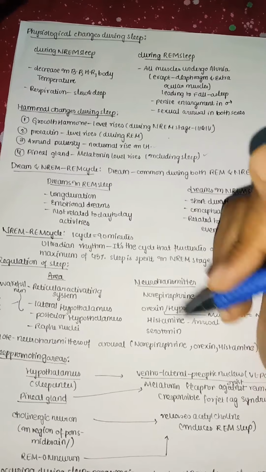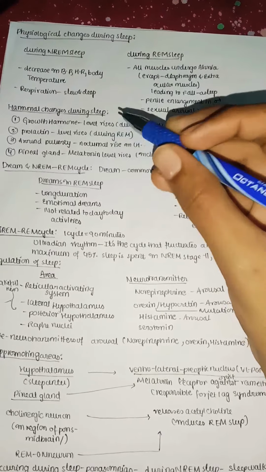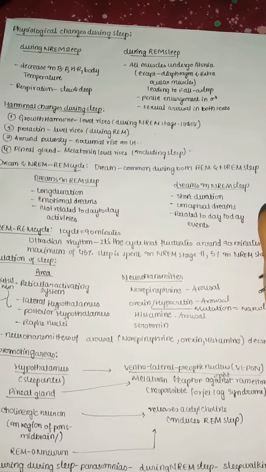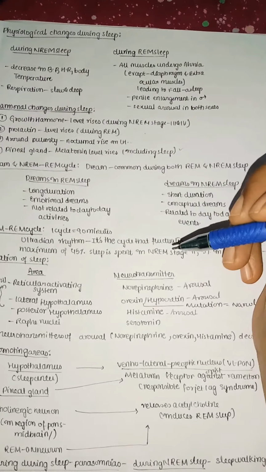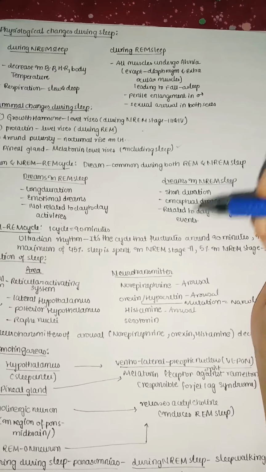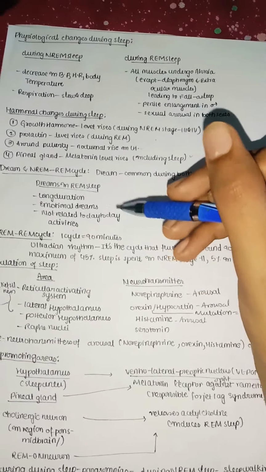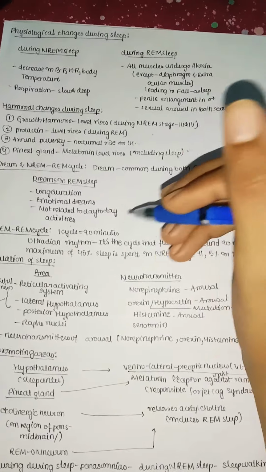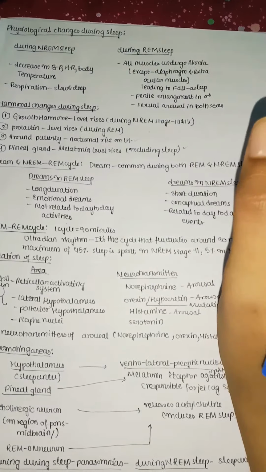And next let us see dreams in non-REM sleep and REM sleep. So mainly dreams come in both non-REM sleep and REM sleep. So let us see what kinds of dreams come in REM sleep and non-REM sleep. The dreams in REM sleep are mainly of long duration, emotional, and not related to day-to-day activities. So very important: emotional dreams, long duration dreams, and not related to any day-to-day activities.